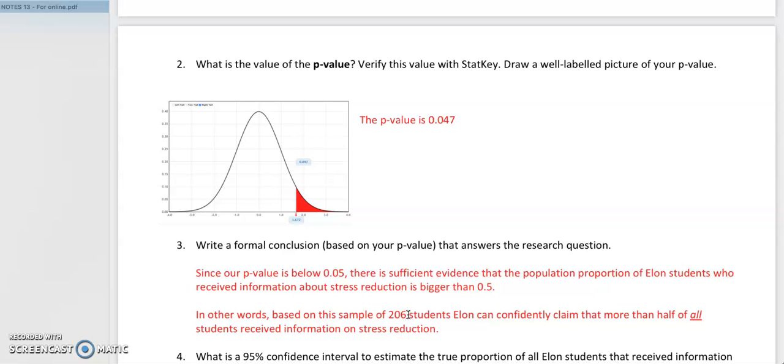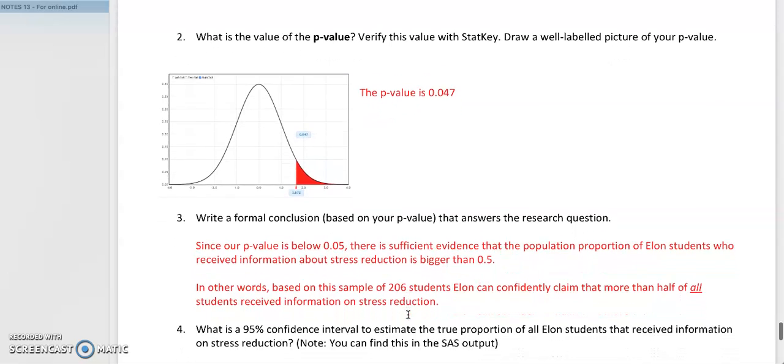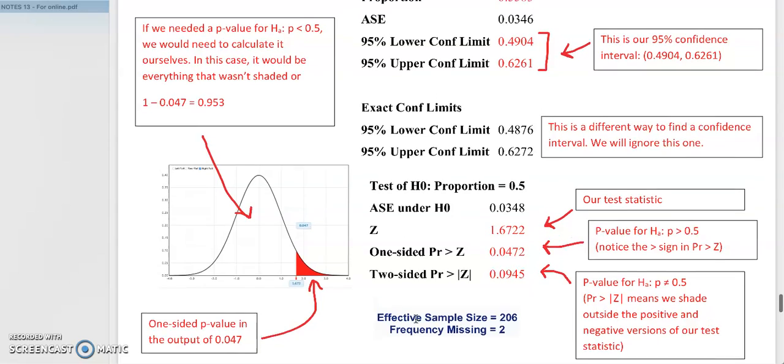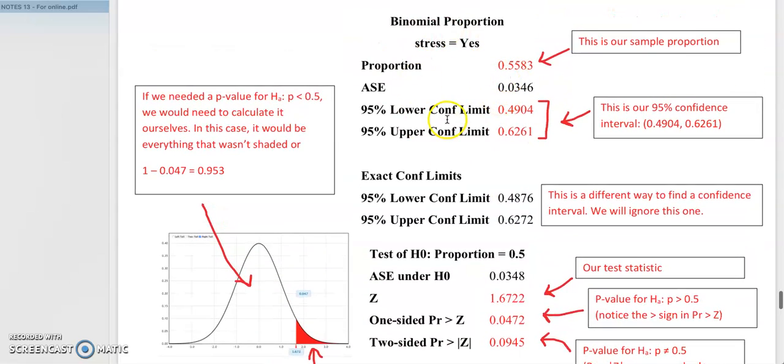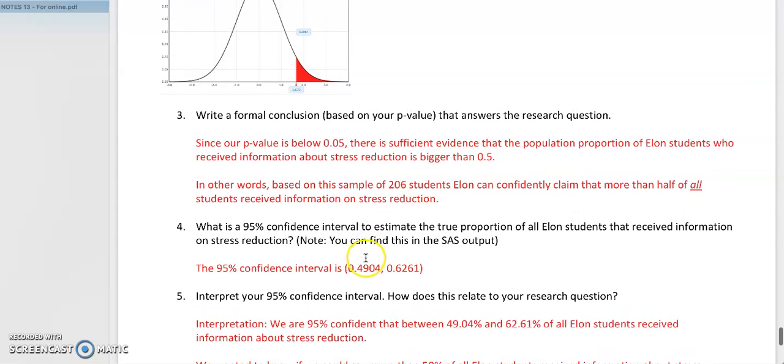We could supplement this with a confidence interval, or take a slightly different approach to answering a question about what proportion of students had received this information. I found this information in the SAS output. We said that we're going to use this part here in the first section. So my confidence interval is from 0.49 up to about 0.63. If I wanted to interpret that, I would say we are 95% confident that between 49.04% and 62.61% of all Elon students received information about stress reduction.